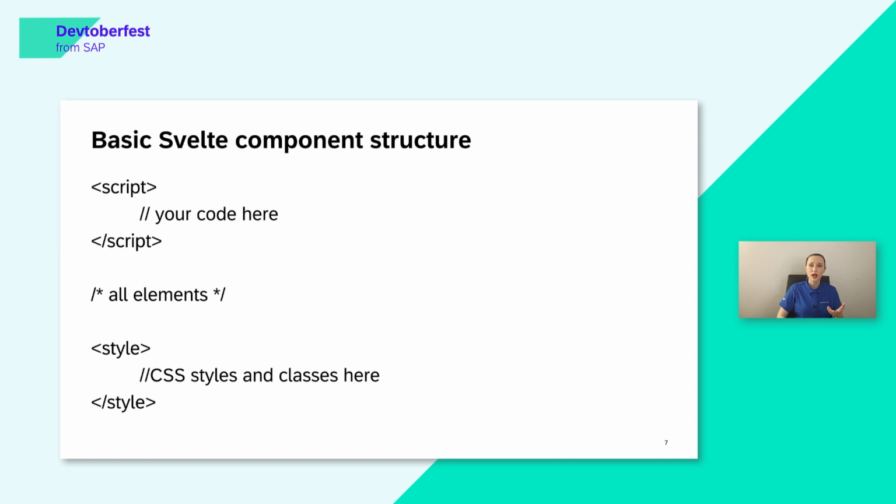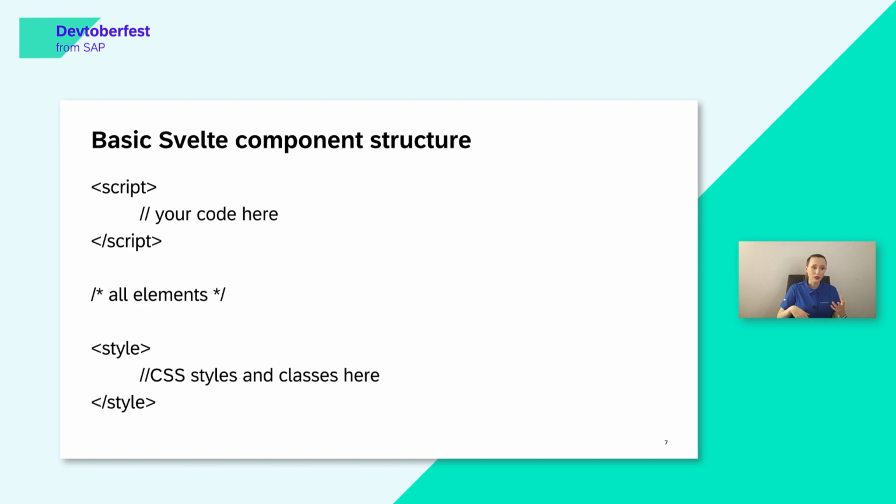You have your script tag on top, which is where all of your functions, variables, imports, basically almost, if not all, of your JavaScript will be going. And then at the bottom, you have this style tag, which holds all of your CSS styles and classes. And if you remember, these are actually scoped to your component. So if you have a paragraph over here and a paragraph over here, and you want to color one blue and another one green, those styles won't conflict when you build your application.